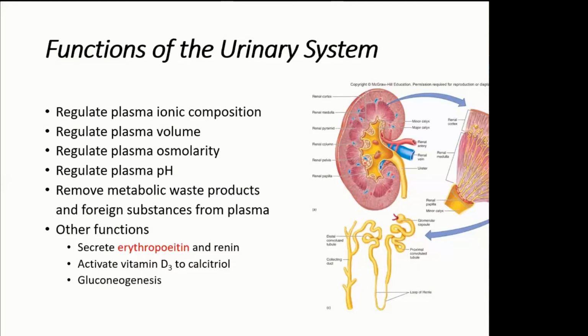They're also important for activating some of our vitamins. So in order to actually use vitamin D3, it needs to be activated by the kidneys into something called calcitriol. And the kidneys can also basically make glucose from other things. If you think way back to metabolism, we talked about gluconeogenesis, we talked about breaking down glucose. This is one of the places that that creation of glucose is happening.